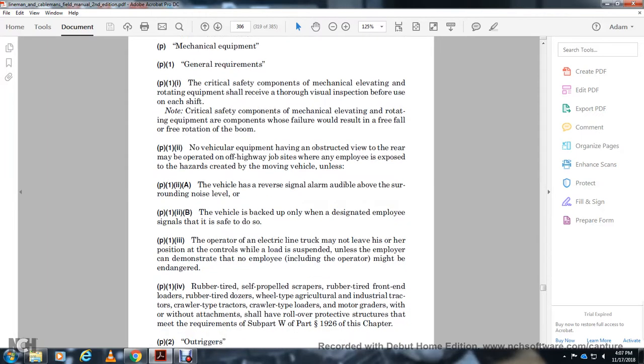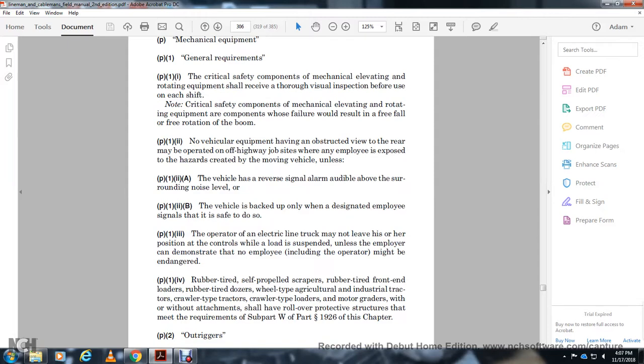The rubber-tire, self-propelled scraper, rubber-tire front-end loader, rubber-tire dozer, wheel-type agricultural and industrial tractor, crawler-type tractors, crawler-type loaders, and motor graders, with or without attachments, shall have rollover protective structures that meet subpart W of part 1926 of this chapter.